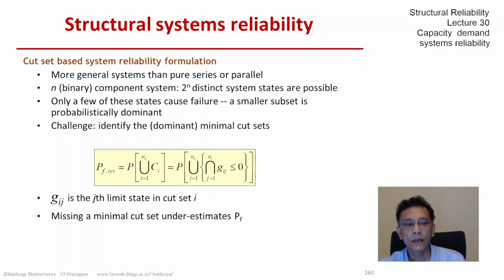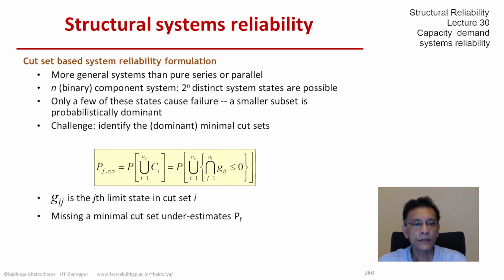And so then each cut set is composed of its own members. Each minimal cut set is composed of its own members, and cut set I has Ni such members, and Gij is such a limit state in the cut set I. Again, we need to make sure that any sequence effects, any partial failure, if that's how we need to analyze the structure, is taken into account when defining the respective G's.